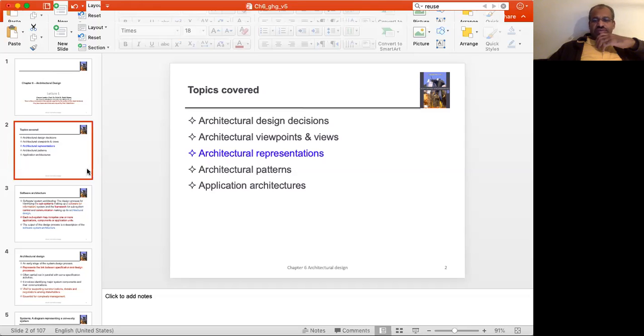Then representations of architectures, how you might represent those architectures. Patterns in architectures, sort of standard or often used patterns for certain types of systems that are useful as starting points for implementing or instantiating other specific architectures. And finally, something about application architectures.